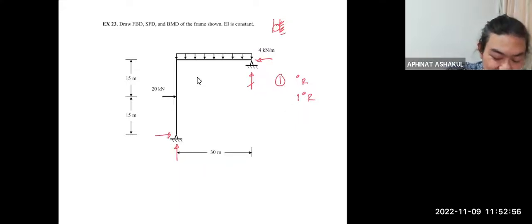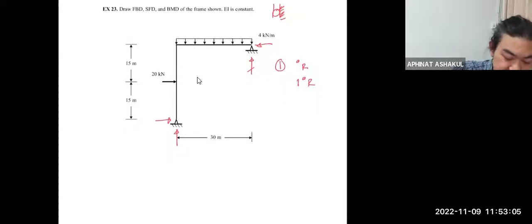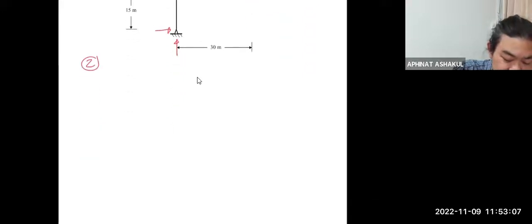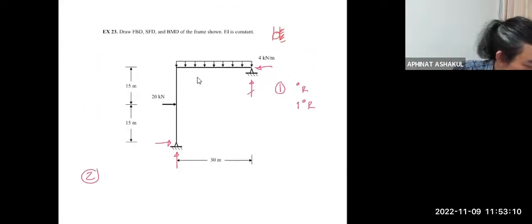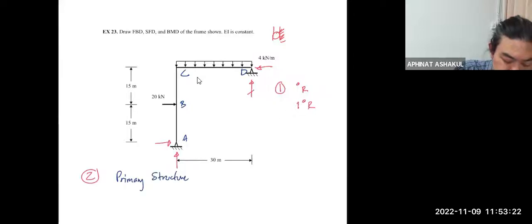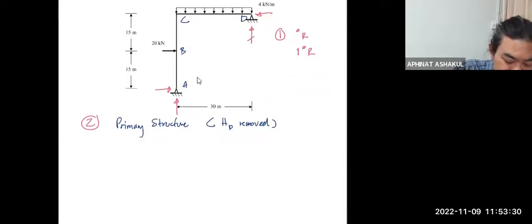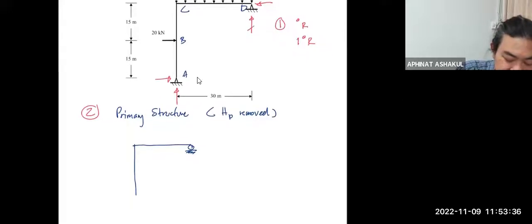It's about something else. So I would say I remove the horizontal reaction, and step number 2, my primary structure. I prefer to remove, let's give it some names, A, B, C. So primary structure. I'd say I remove HD. So now I have a structure that looks like this. Looks kind of friendly enough.